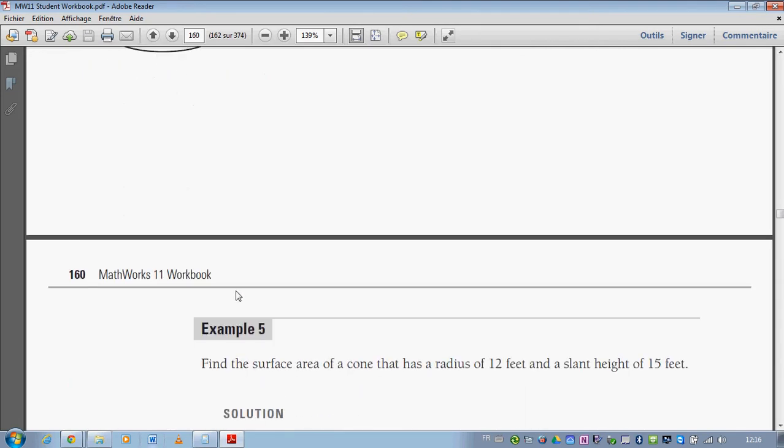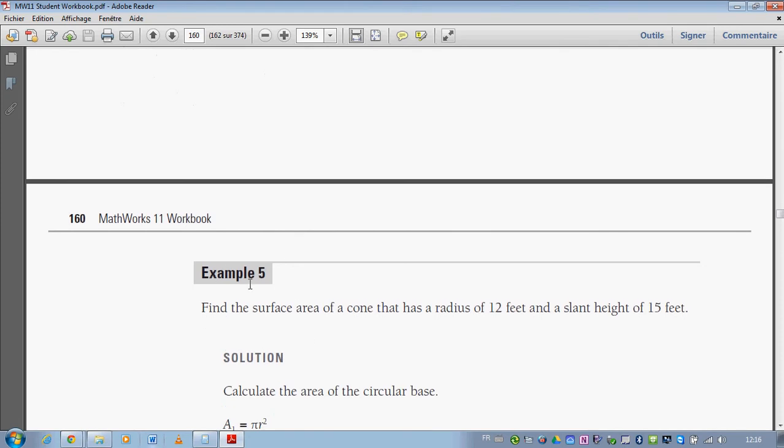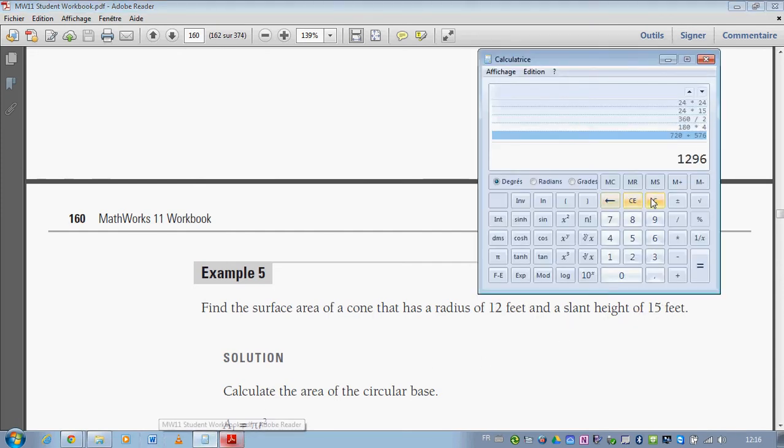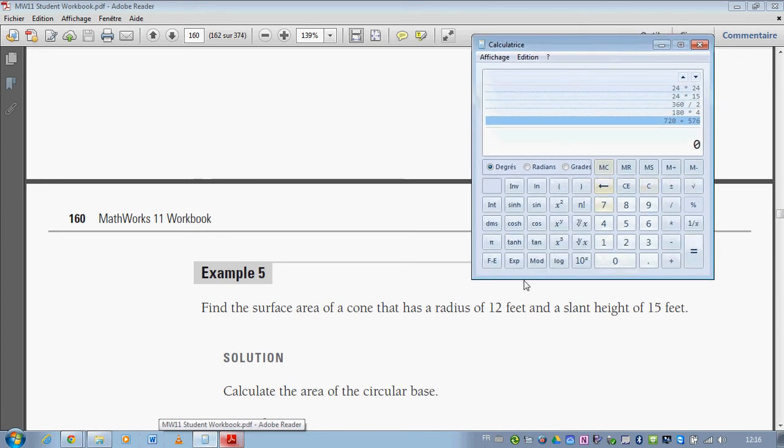Okay, so moving on to an example right away. Example 5 is telling you to find the surface area of a cone that has a radius of 12 feet and a slant height of 15 feet. So once again, you've got to figure out its base area. The base shape of a cone is a circle, and you're provided with its radius of 12 feet. So pi r squared, that's the area of a circle. So 12 squared is 144, and then times pi.